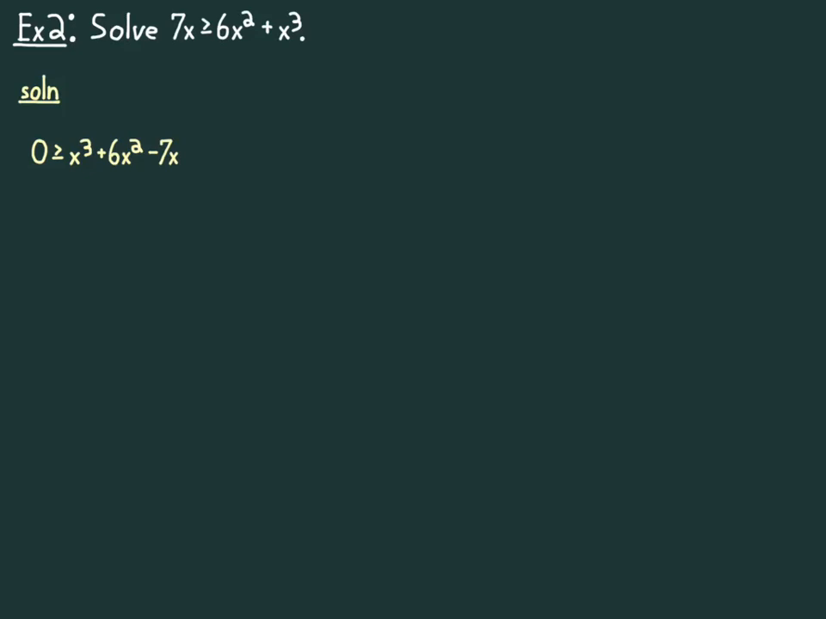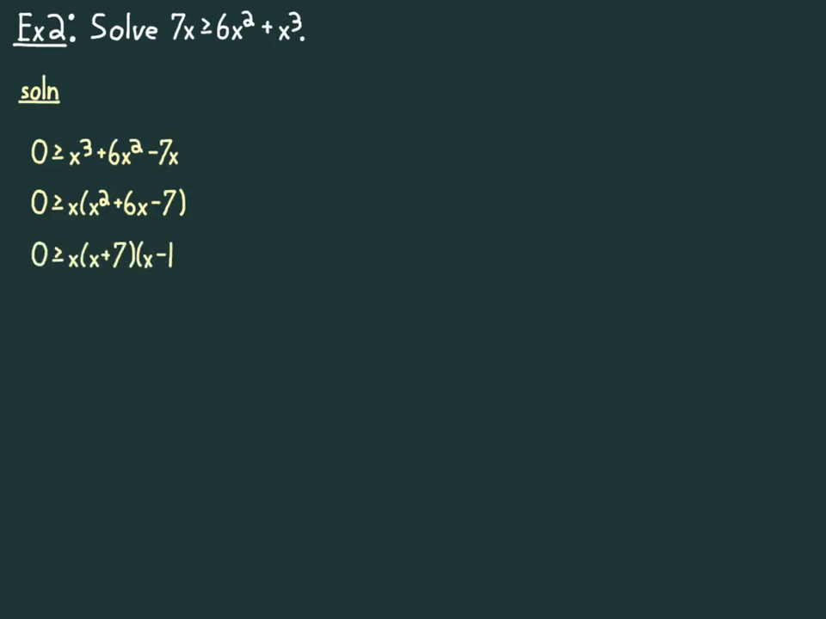So I move the 7x over to the right because I want the leading coefficient, which is the coefficient of x cubed in this case, to be positive. And it's already positive if it's on the right. So I subtracted the 7x from both sides, in a sense, right? And I got 0 greater than or equal to x cubed plus 6x squared minus 7x. Then I factored the x out, x times the quantity x squared plus 6x minus 7.